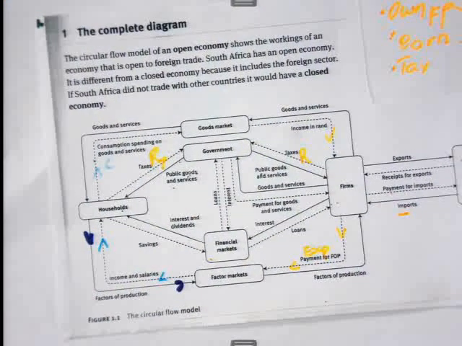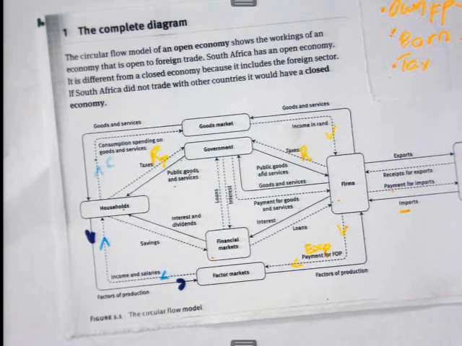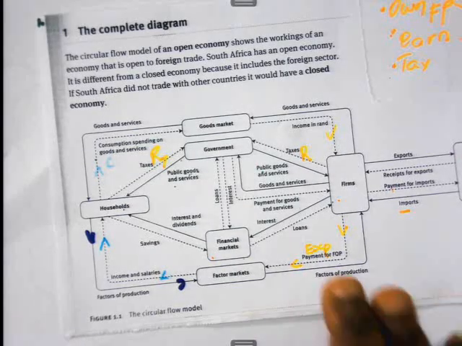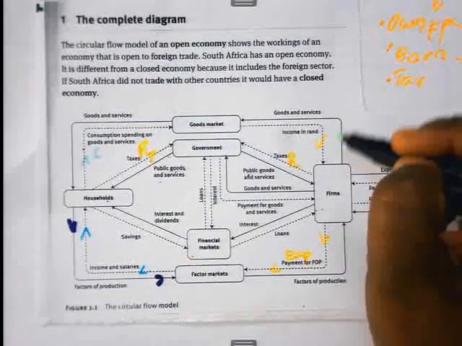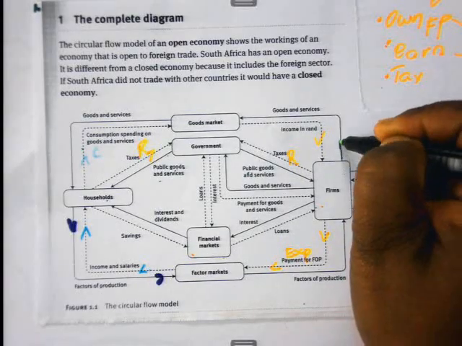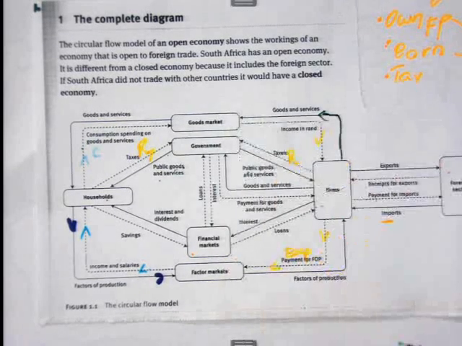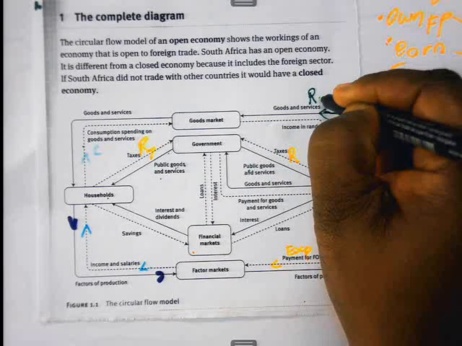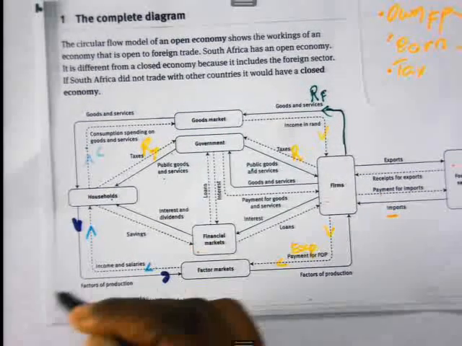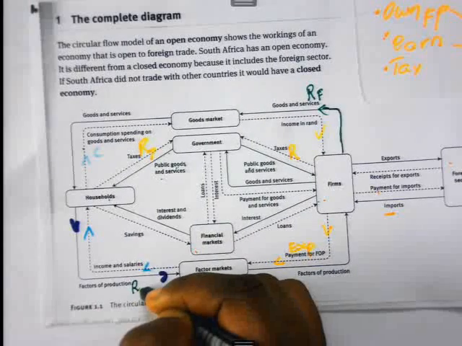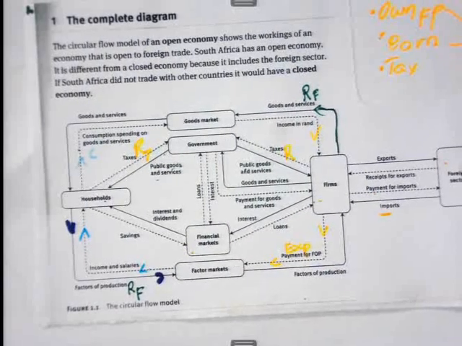So I want us to identify the real flow from the diagram. So the real flow being the flow of goods and services. We are only going to focus on goods and services. Goods and services flow from the firms to the goods market. So this becomes our real flow. Factors of production are flowing from the household to the factors market. There we go. This becomes now our real flow again.